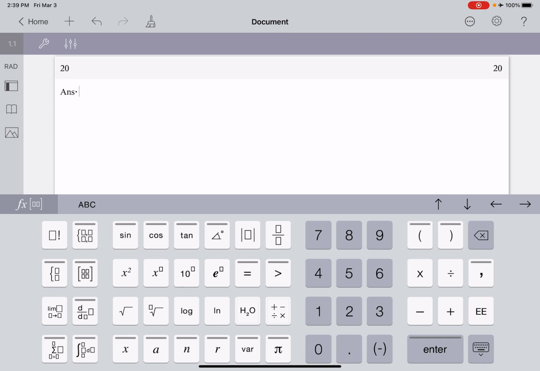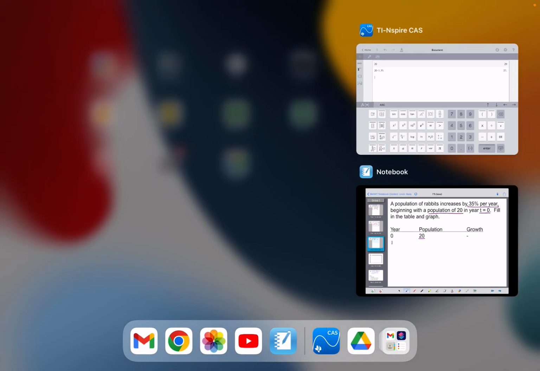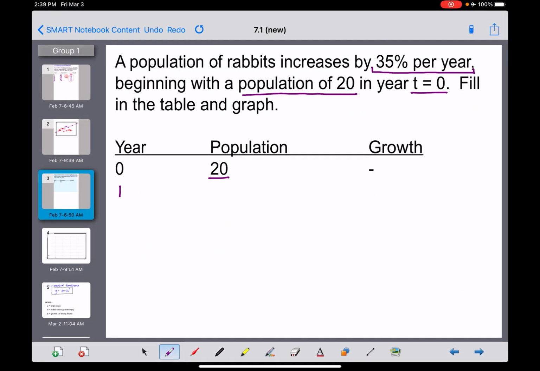So here's a sharper way to do it, guys. Rather than 0.35, we're going to multiply it by 1.35. What we're really doing is taking 135% of the original population of 20 rabbits. What that will do is in one step, it'll keep the original 20 rabbits and then add an additional 35% to that. So when we hit enter, we get 27. Now, I'm going to come back to this page here, but let me go ahead and write this down. So according to this model, after 1 year, we now have 27 rabbits for a growth of 7.